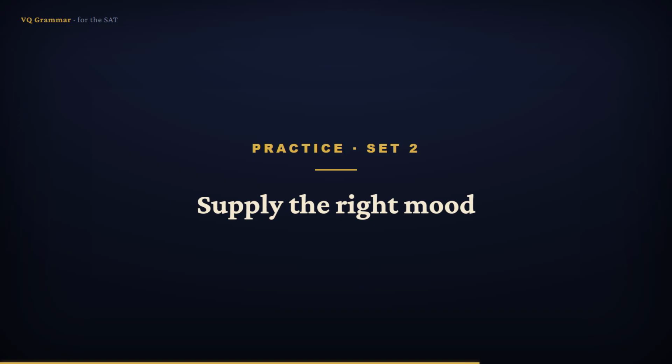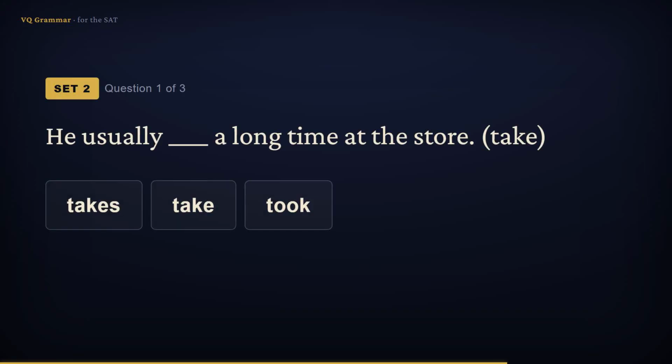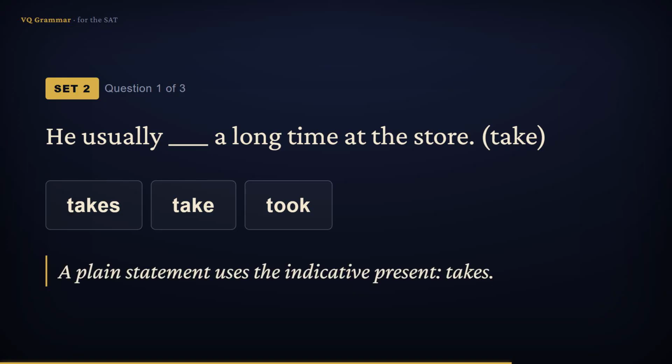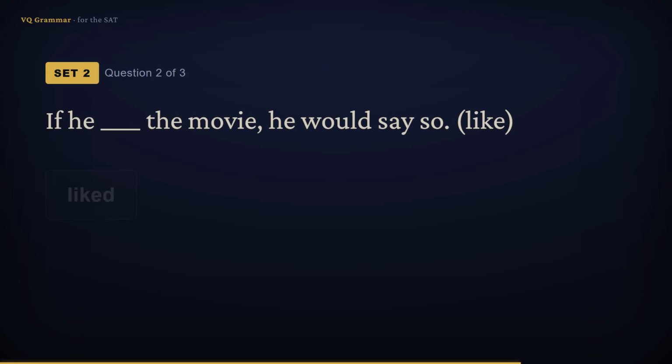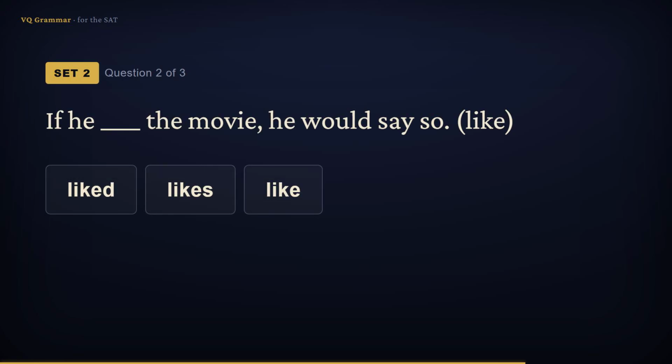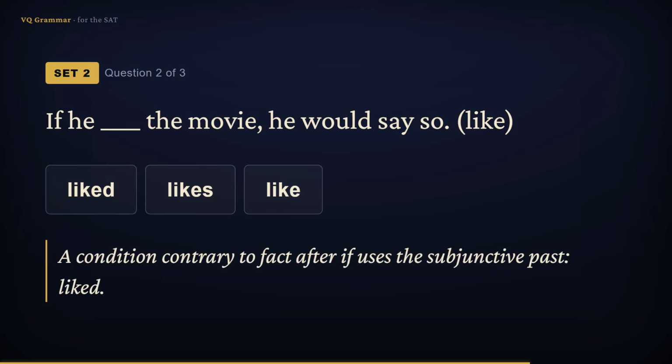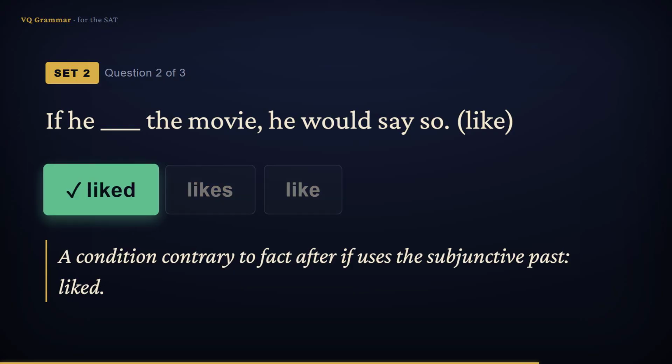Now choose the correct form for the mood the sentence calls for. Watch for that clauses after demands and unreal if or wish. Pause and try each. He usually blank a long time at the store. It's a plain statement, so use the indicative present, takes. If he blank the movie, he would say so. This is a condition contrary to fact after if, so the subjunctive uses the past, liked.